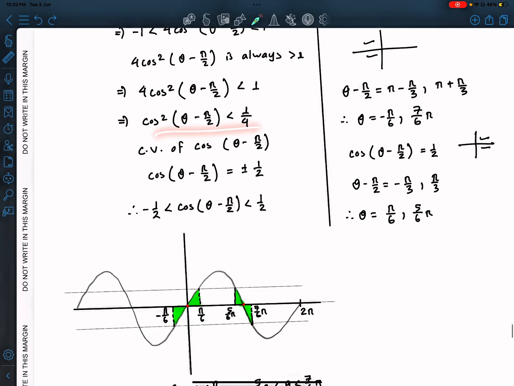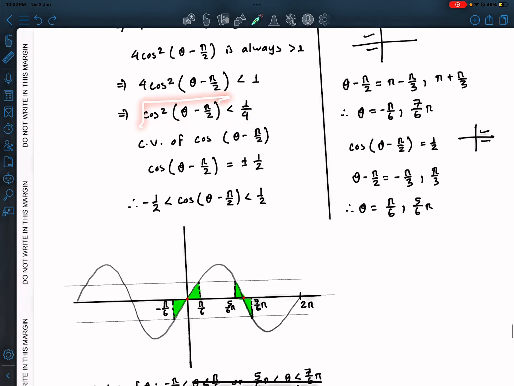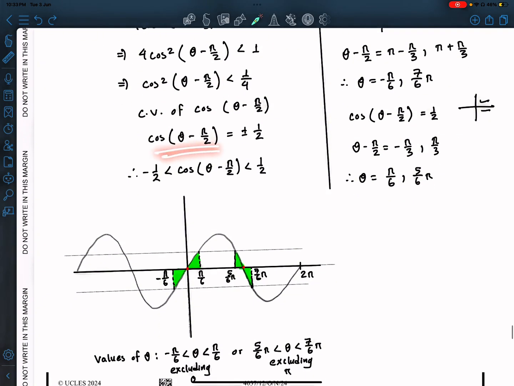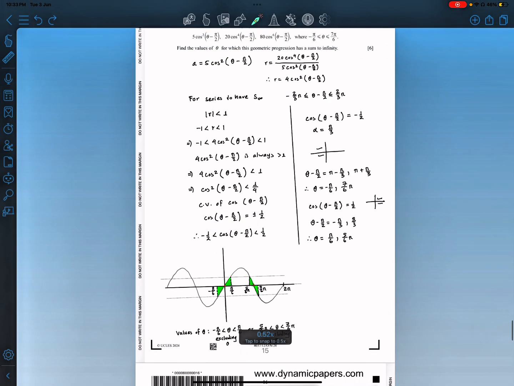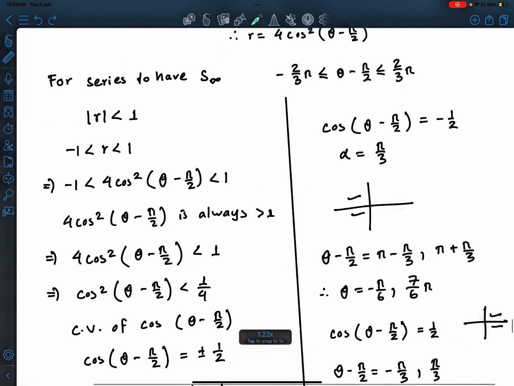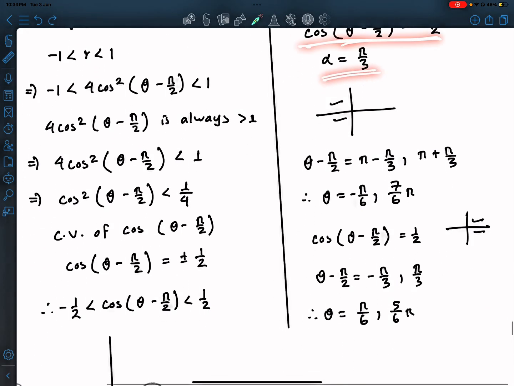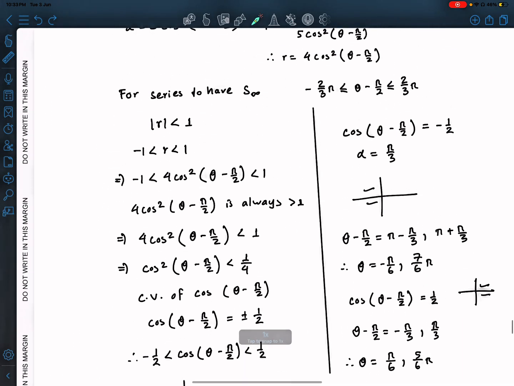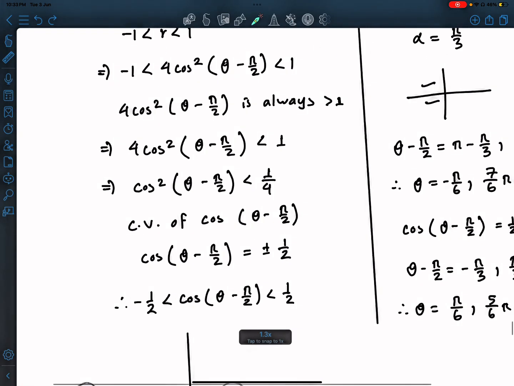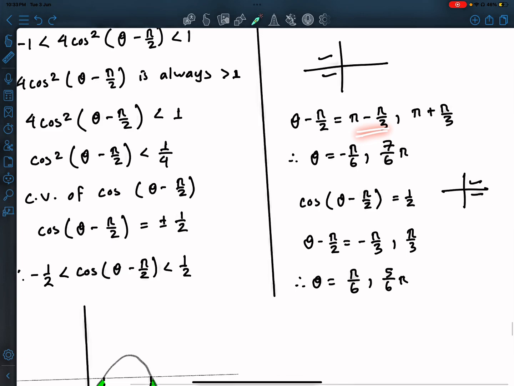So we simplify that. This is a quadratic inequality, and we need to find the critical values of cosine theta. So the critical values of cosine of theta minus pi by 2 are plus minus half. Okay, so we equate this to be equal to minus half. We find alpha to be pi by 3. We know that our range is from minus 2 by 3 pi to less than 2 by 3 pi. So we take these negative values and the positive values as well.